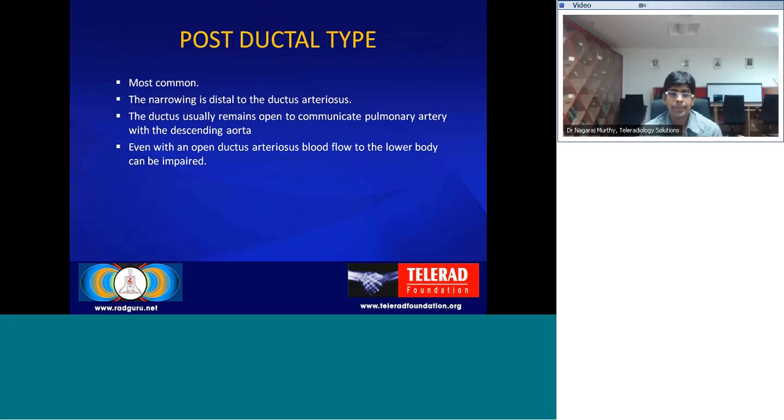Postductal type is the most common, usually distal to the ductus arteriosus. The ductus usually remains open to communicate with the pulmonary artery. The blood flow to the lower body can be impaired even with the presence of an open ductus arteriosus.